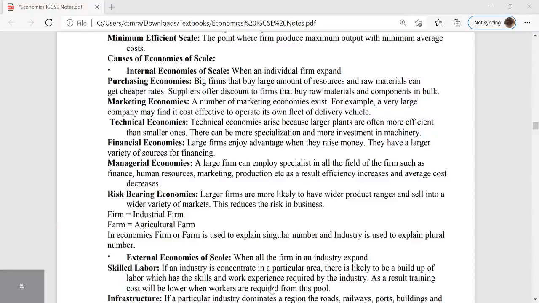So we have managerial economies of scale. That means if you can hire a specialized, experienced manager who knows how to reduce the cost, this will be very helpful for firms to reduce the average cost. Then we have risk-bearing economies. Risk-bearing economies means if you can increase the variety of your product portfolio, then as you have multiple types of products in the market, your risk may fall.